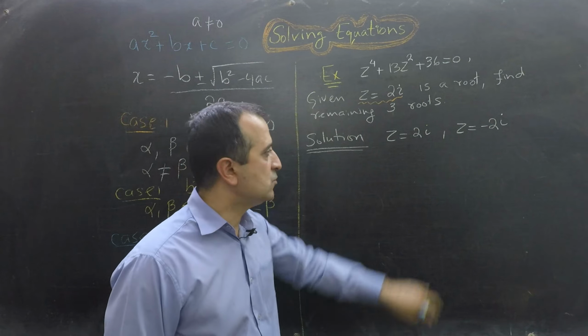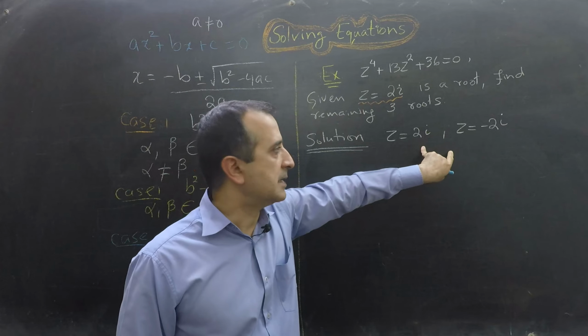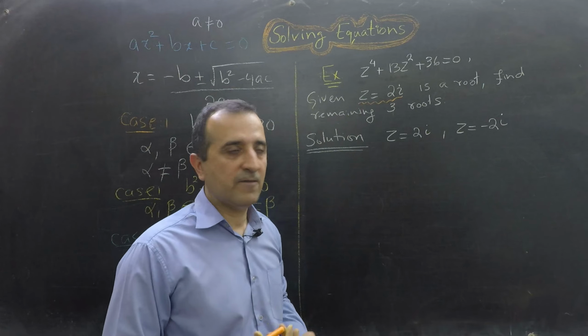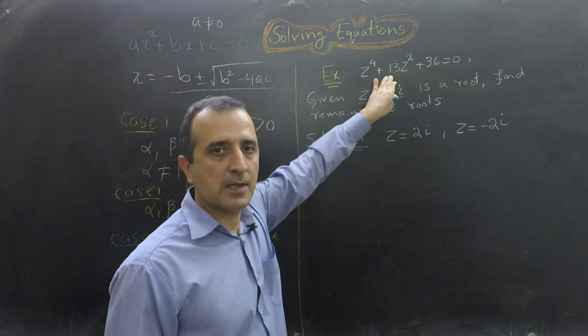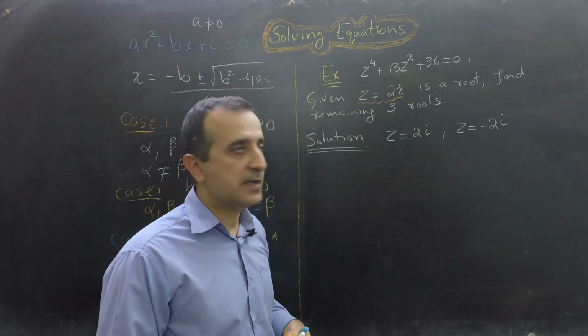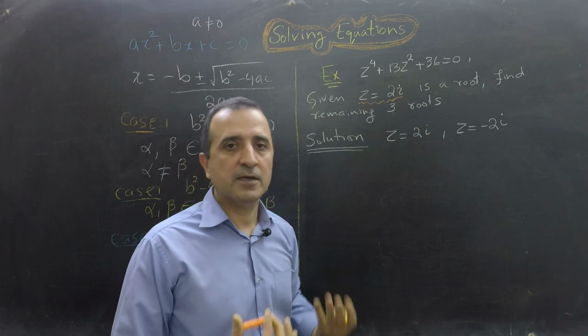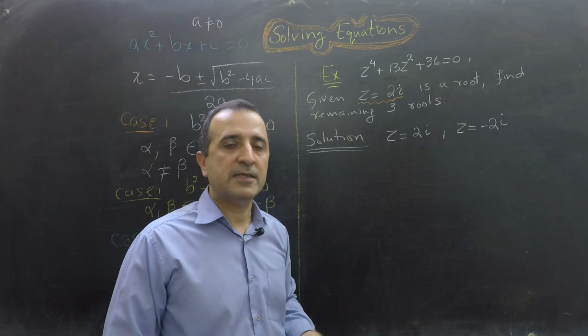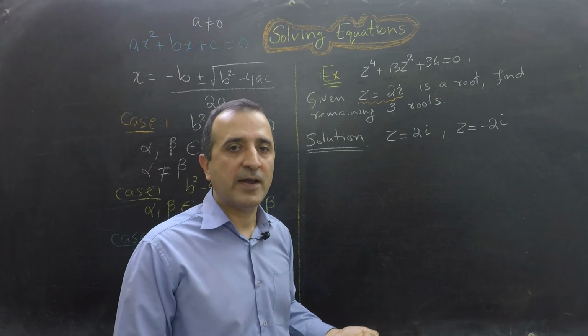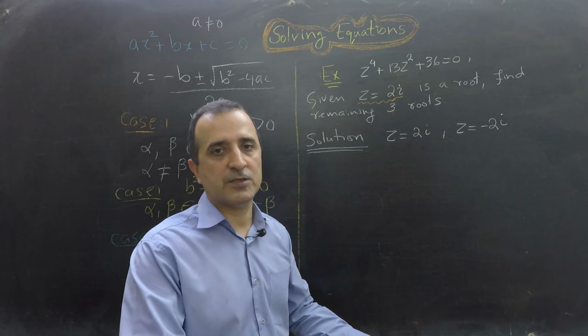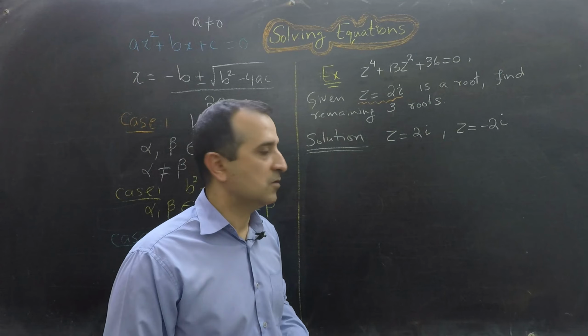After finding these 2 complex roots, I can create a factor of this equation, and then I can divide this equation by its factor, and that will give me another factor of this equation, and I can find a root of that equation. So, make sense?